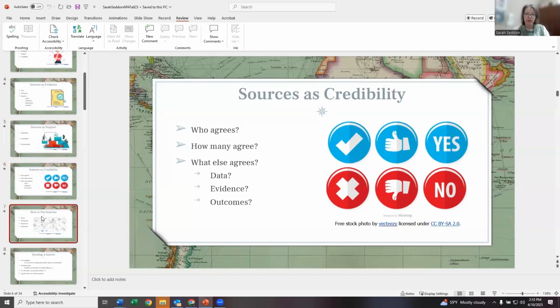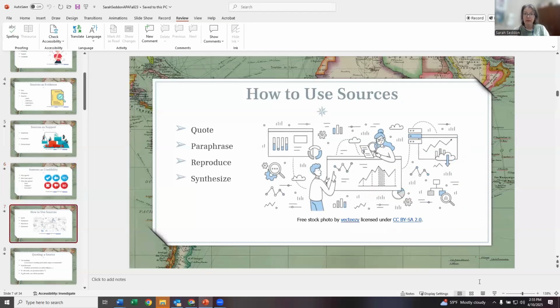Okay. So I've talked to you about some of the reasons you should use sources in your paper. Now I'm going to talk to you about how to use them. We'll be covering four different ways you can use a source: quoting, paraphrasing, reproducing, and synthesizing.